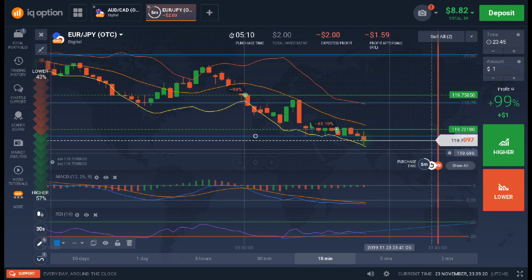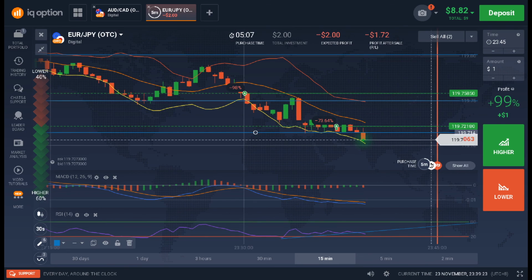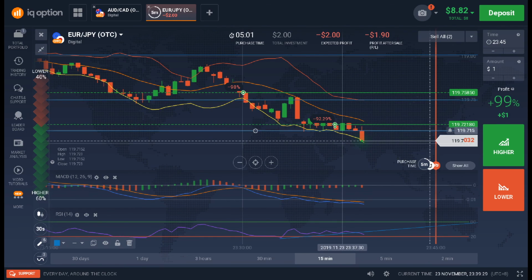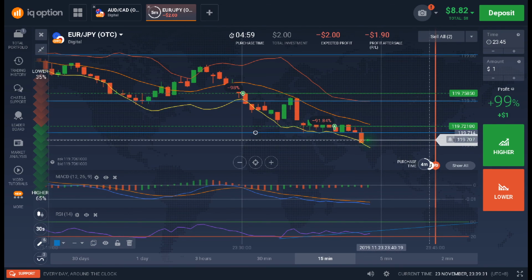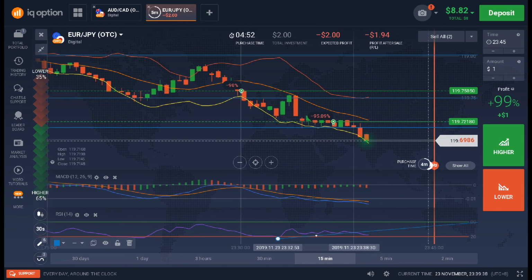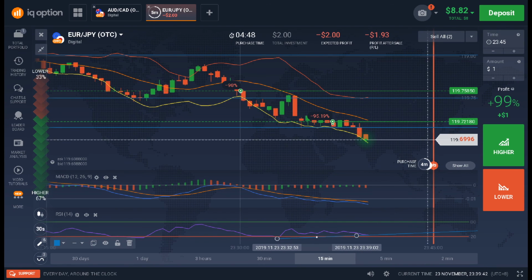Oh, holy crap. So it broke our support, you guys. But still, your RSI is in an upward direction. Hopefully, it doesn't go too deep.